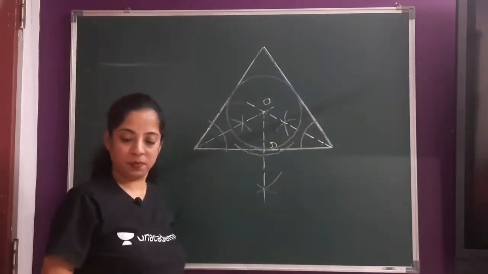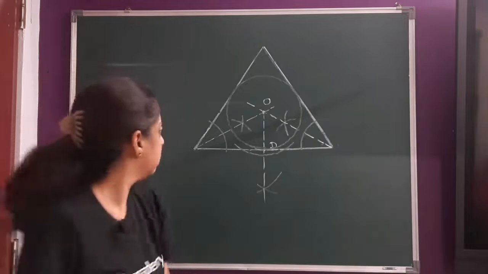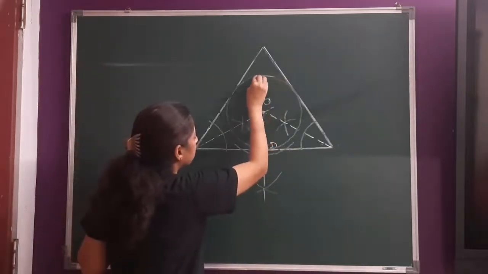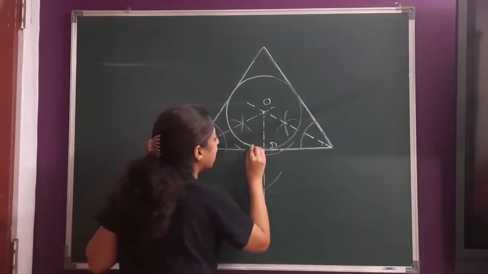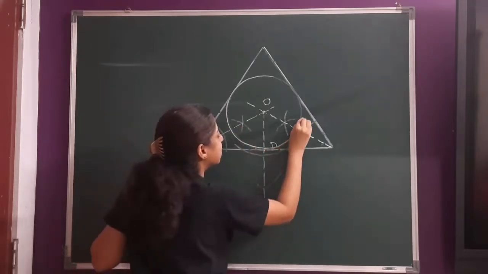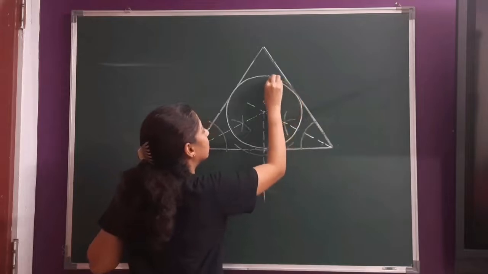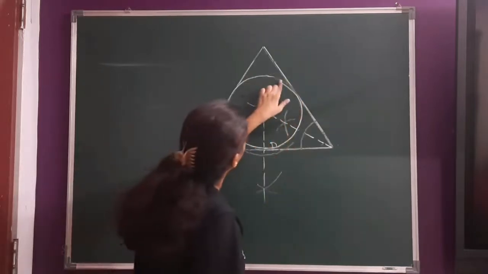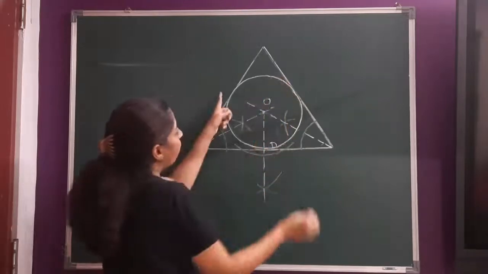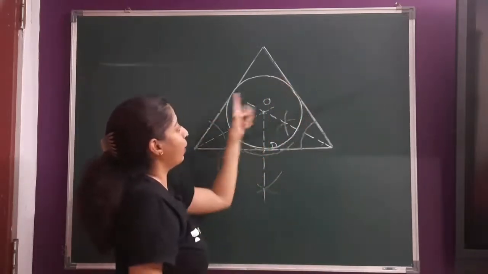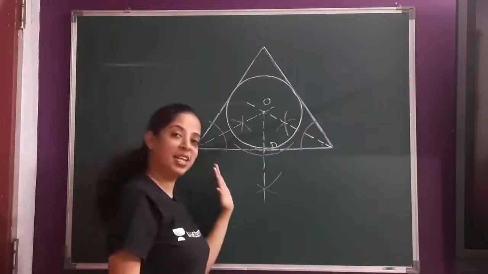Okay children. So I'll darken it a bit so that you are able to see it properly. So now can you see that this circle is touching all the sides of the triangle? The circle is touching all the 3 sides of a triangle at one point each. Okay. So this was the incircle.